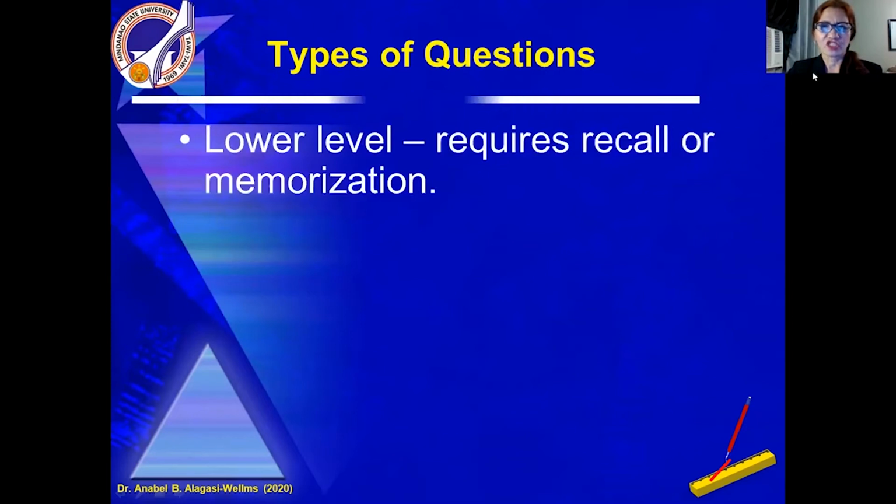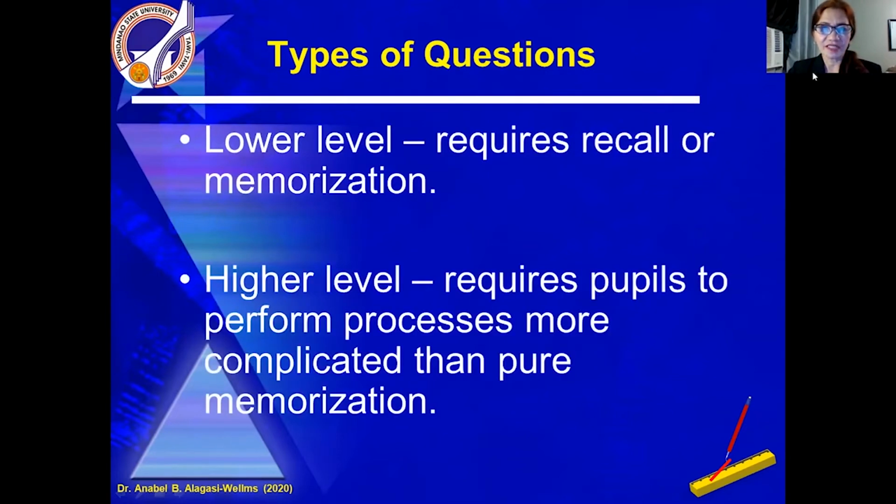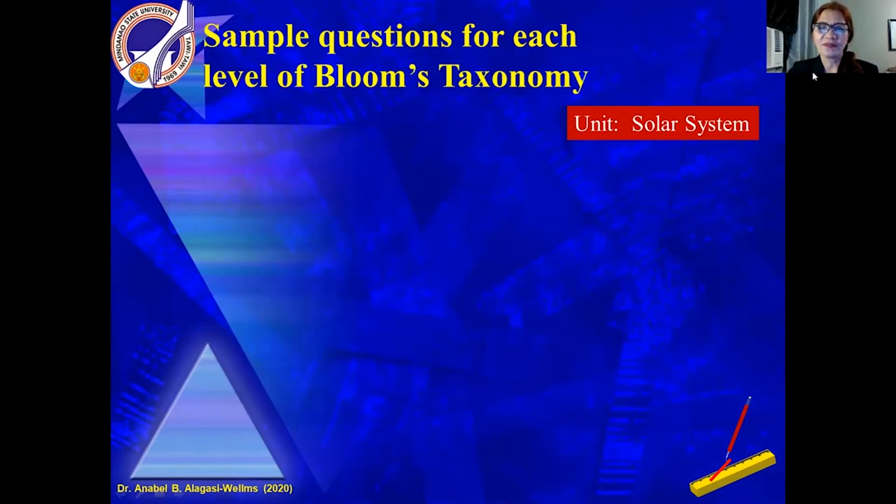And let's look at the types of questions. There are only two types: the lower level, which requires recall or memorization, and the higher level, which requires pupils to perform processes more complicated than pure memorization. In my previous session about developing the four macro skills, I already presented Bloom's taxonomy of comprehension, and I also shared with you the question prompts of the different levels of comprehension. So I would like to give you a sample for each level of Bloom's taxonomy, which I have already presented in my previous session. Perhaps you can review my lecture about that topic.